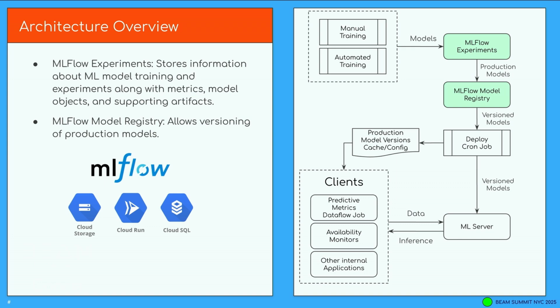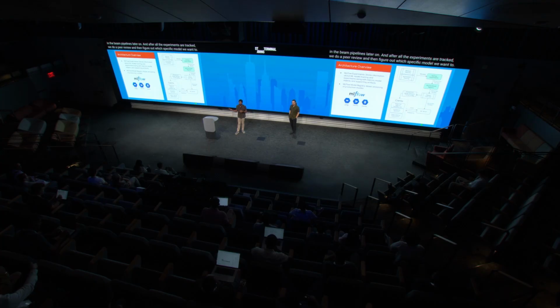And once we have the models, we log and track everything within MLFlow. There are two parts of MLFlow which we highly leverage. First is MLFlow experiments. It stores all the information about the model, all the training metadata, test statistics, pretty much all the deployment information that is necessary to ingest in the Beam pipelines later on. And after all the experiments are tracked, we do a peer review and then figure out which specific model we want to push into production, and we register that into the MLFlow model registry.